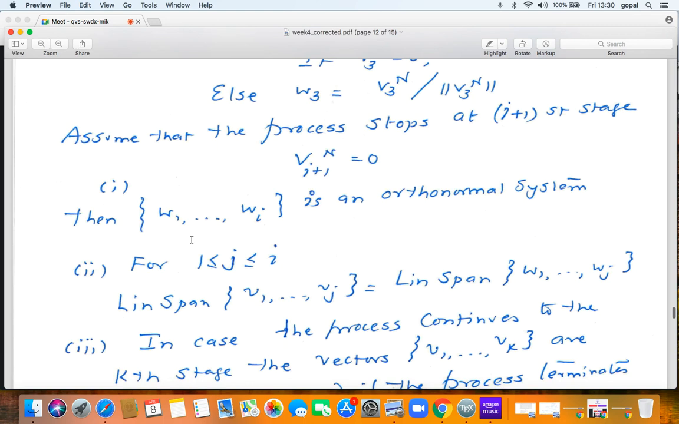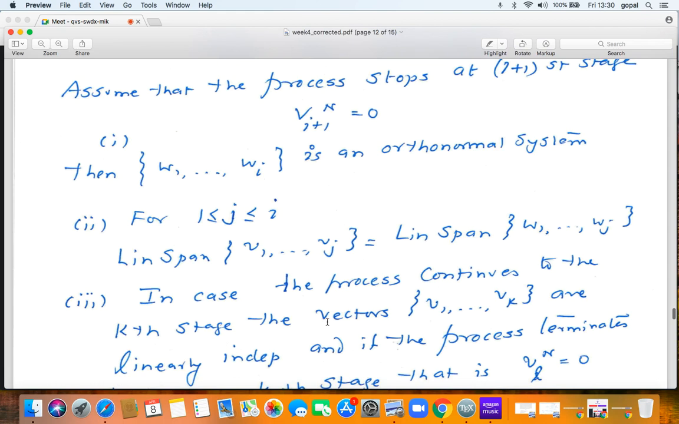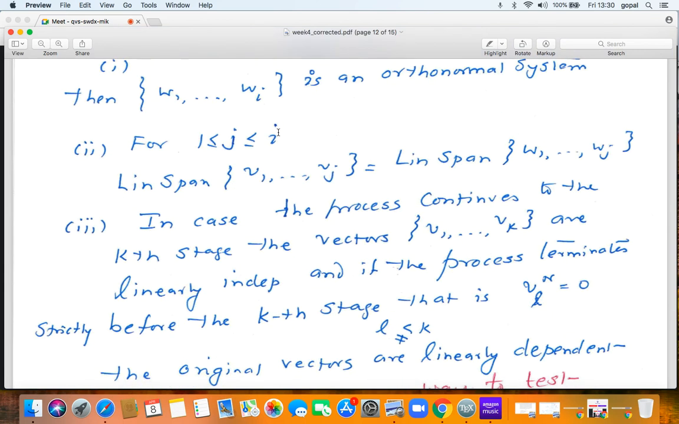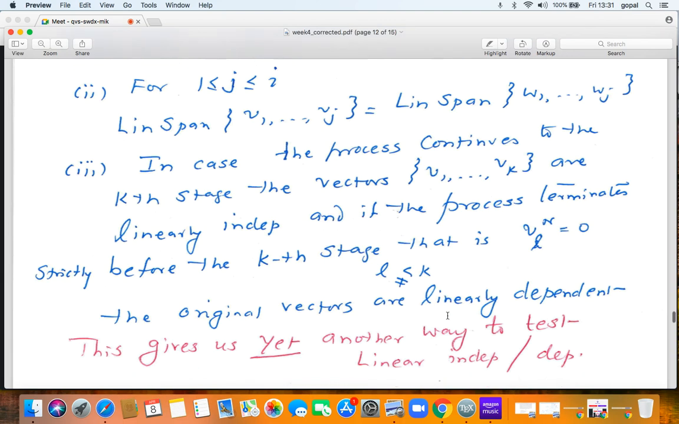And such that the linear span of V1, V2, Vj is the same as the linear span of W1, W2, Wj for j equal to 1, 2 up to i. And the process continues to the next kth stage. That is, if I'm able to go right up to the kth stage, where k is the total number of vectors that you got right at the beginning, then the original vectors are linearly independent. And if the process terminates strictly before the kth stage, that is, if VLn is 0 for some L strictly less than k, then the original vectors are linearly dependent. This gives you yet another way to test whether a bunch of vectors are linearly dependent or linearly independent.